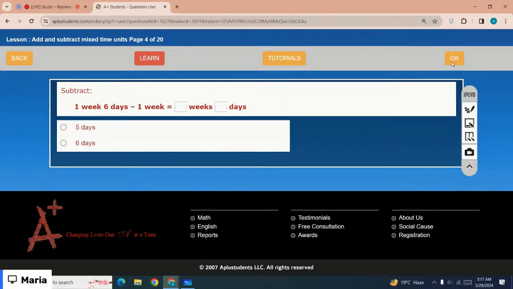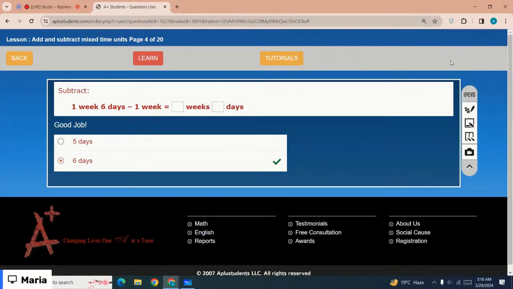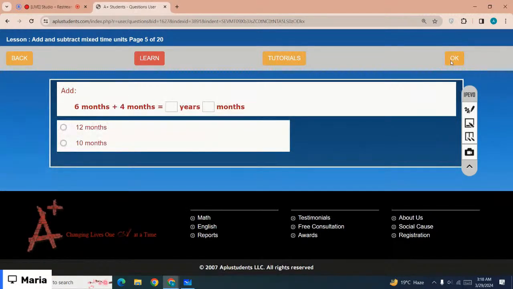The next one is 1 week 6 days minus 1 week. So which is the correct option? Yes, that is only 6 days. 1 minus 1 is 0, so you are left with just 6 days. The correct option is 6 days.